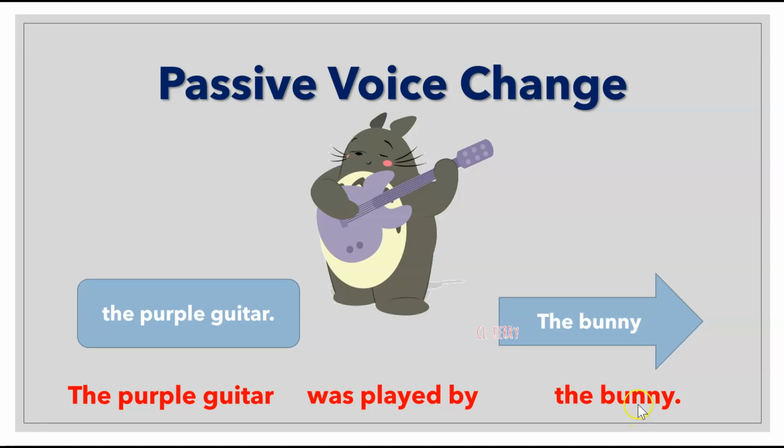So what we did was we had to move the purple guitar from the end of the sentence to the beginning, and then we moved our subject to the end of the sentence, and we added the helping verb was, and then we added by before our subject.